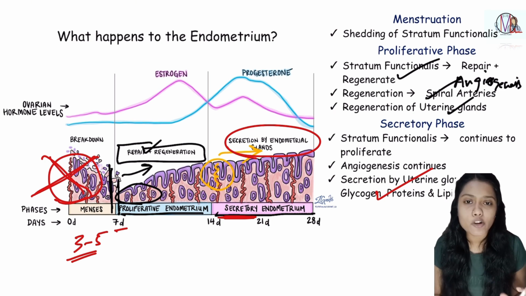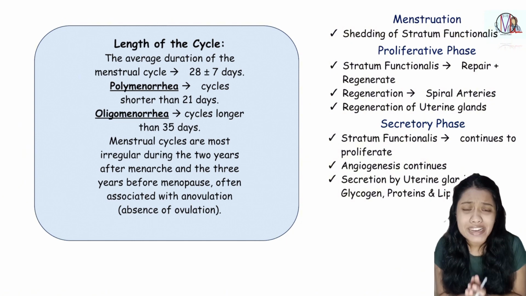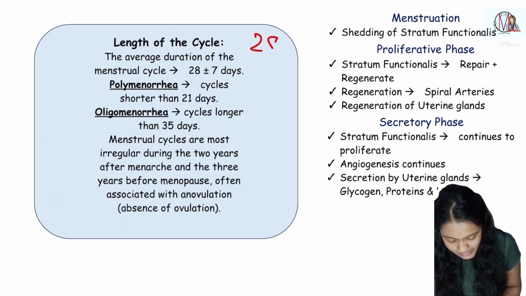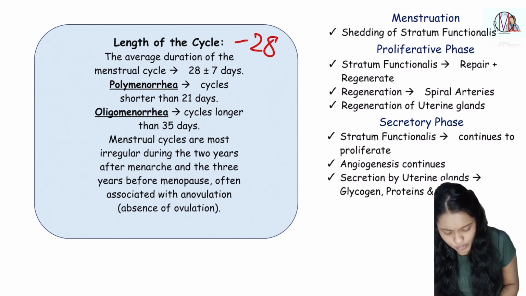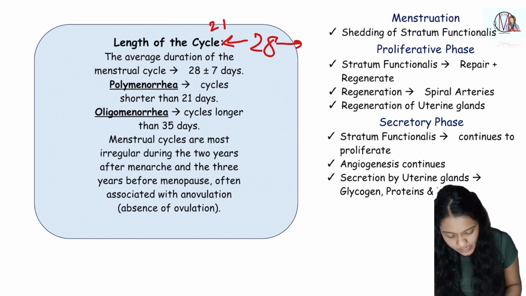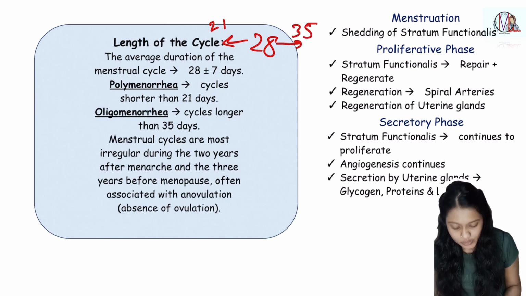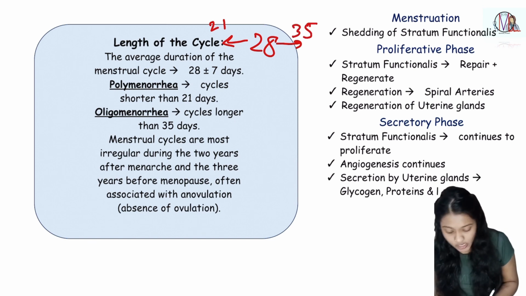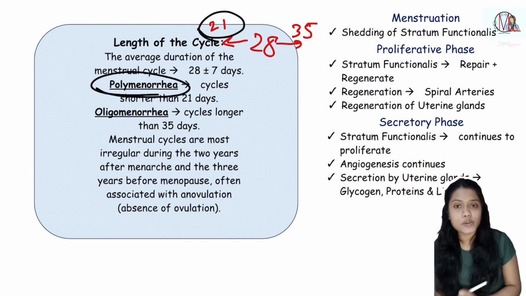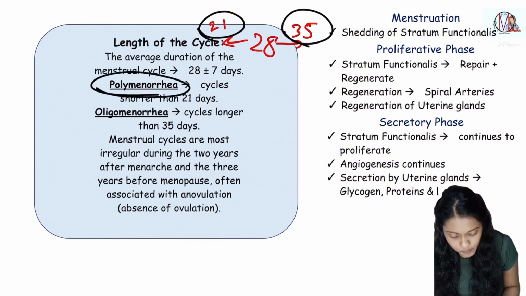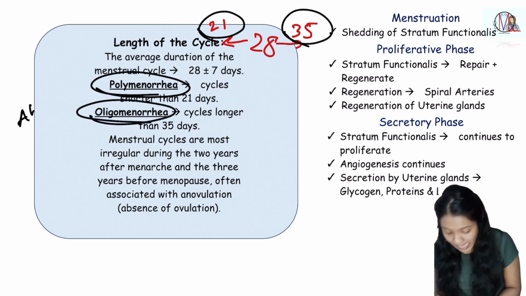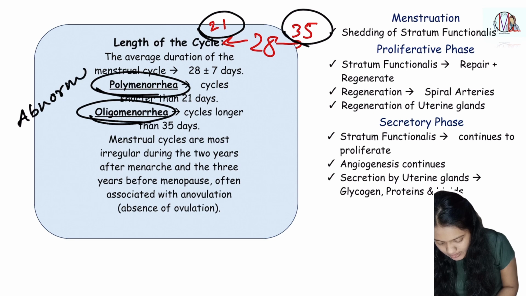Okay, let's talk about the length of the cycle. The normal length of the menstrual cycle is about 28 days. It may vary by -7 or +7 days, that is 21 or 35 days. But if the cycle is shorter than 21 days, it is called polymenorrhea. And if the cycle is more than 35 days, it is called oligomenorrhea. This is abnormal.